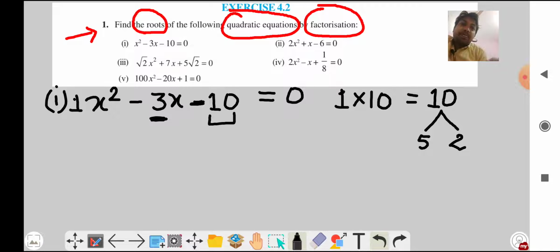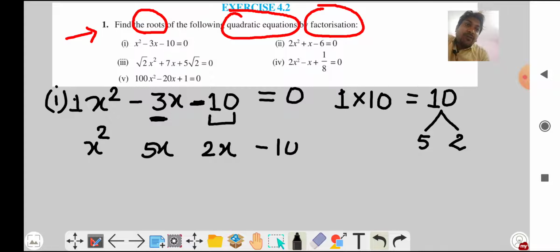Okay. So just simply write here x square, then you write 5x, then you write 2x. No need to write the sign, right? Minus 10 equals to 0. Just write 5x, 2x, minus 10 equals to 0. See here we have to write minus 3x. It means what? It should be minus 5x and it should be plus 2x. Is it clear to all, guys?